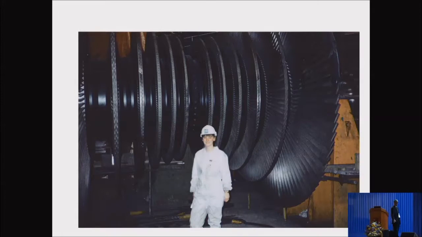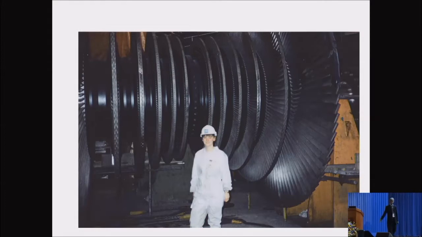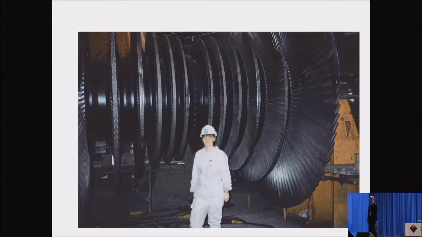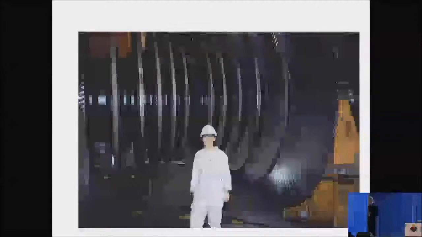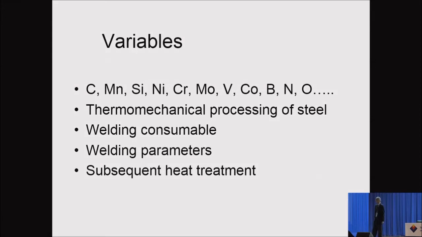Well, let me give you an example. This is one of my former students, a lady called Tracy Cool, who was working on designing welding materials for steam turbines. And you can see it's a very, very big object, and it is also a safety critical object. And if I had to make a welding material for this, these are the variables that you need to think about. Okay, so there are chemical composition components.